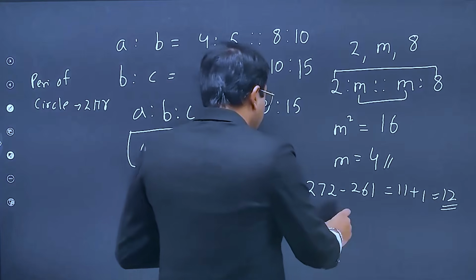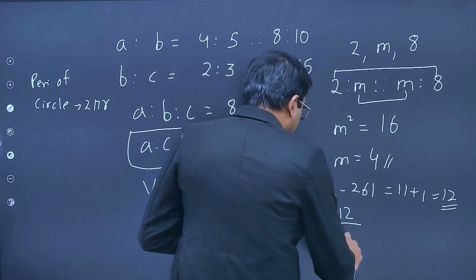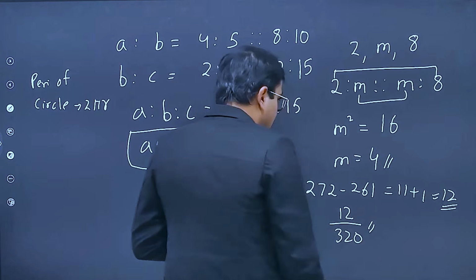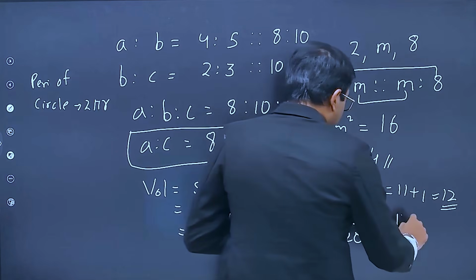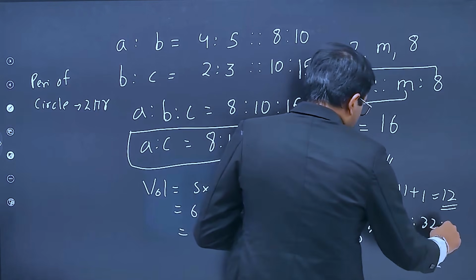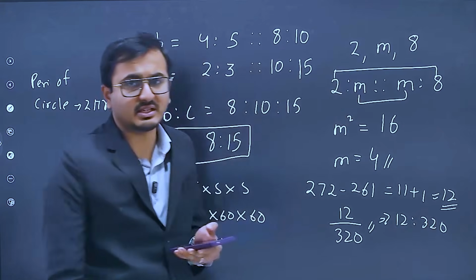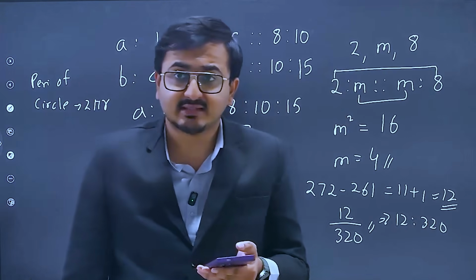So 12 is to 320, or you can write it as 12 by 320. Both the answers are correct. The first one is in the fraction form and the second one is in the ratio form.